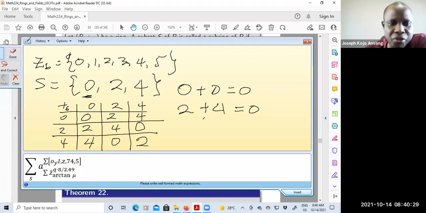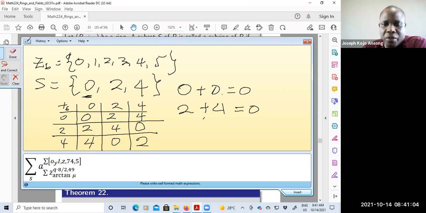So to do that, you can use this table. This is plus. In some texts, they will put a 6 under the plus to show that it's not ordinary addition, it's addition modulo 6. So 0 plus 0 is 0, 0 plus 2 is 2, and 0 plus 4 is 4. 2 plus 0 is 2, 2 plus 2 is 4, 2 plus 4 is 6, which modulo 6 gives you 0. 4 plus 0 is 4, 4 plus 2 gives you 0, and then 4 plus 4 is 8, and modulo 6, that's 2.